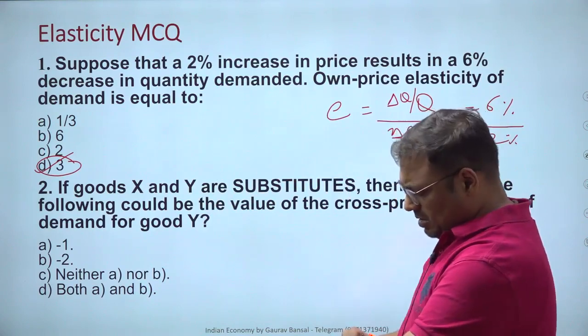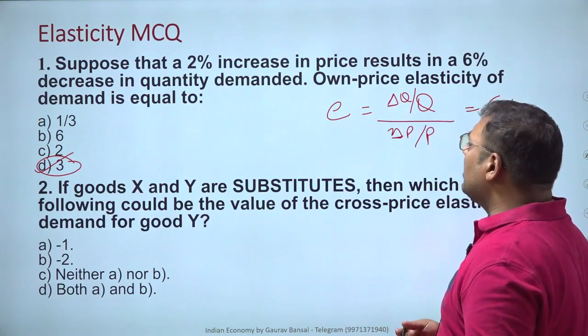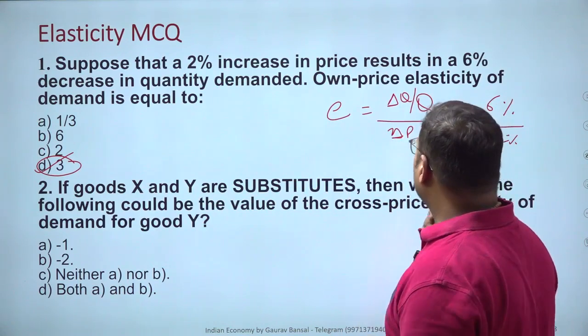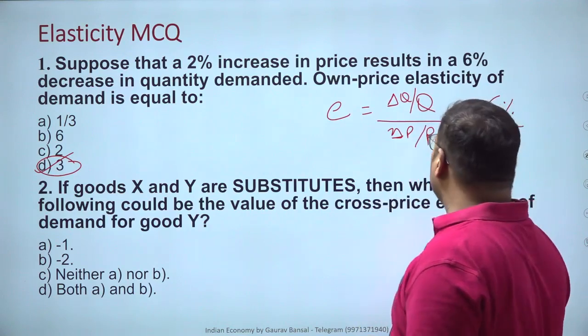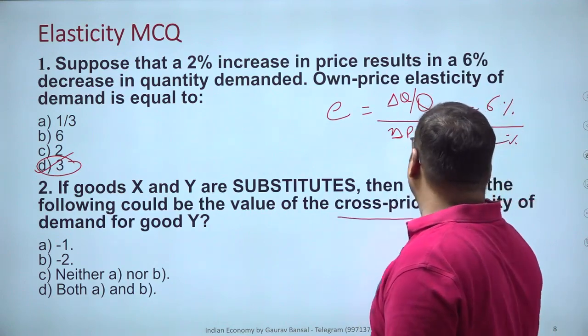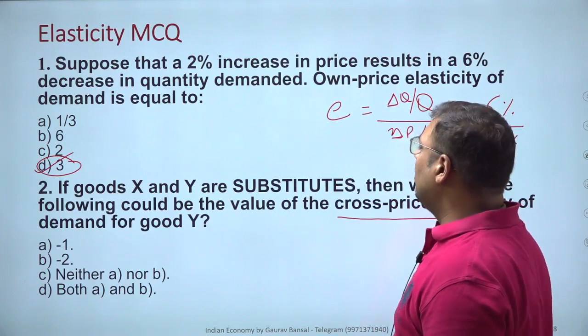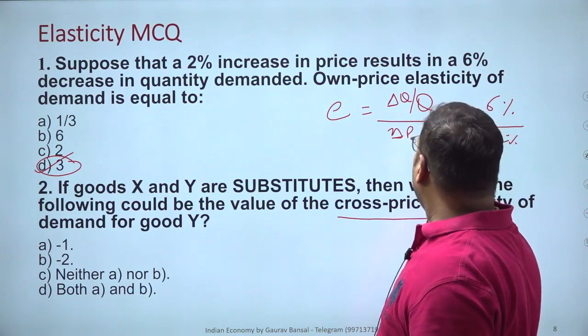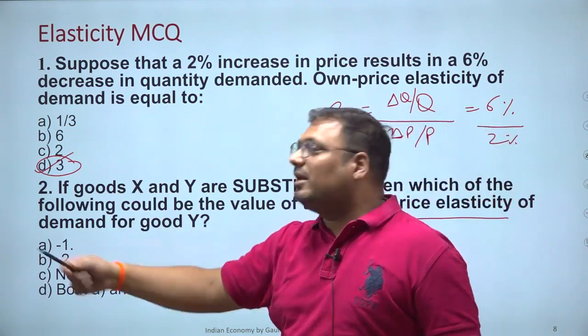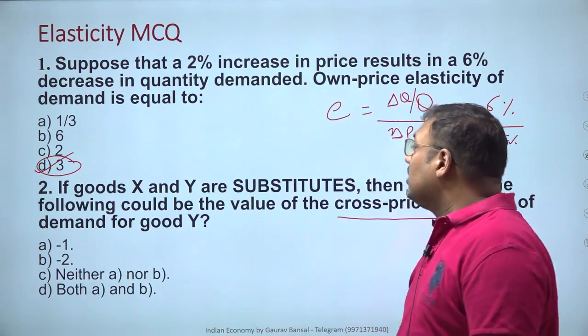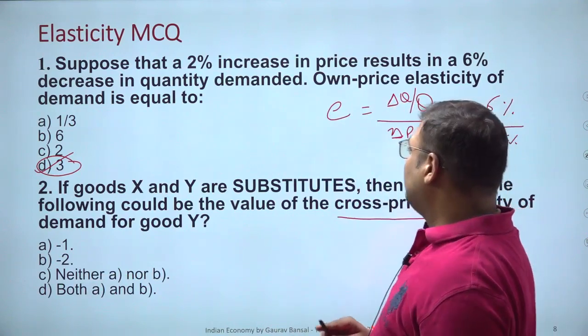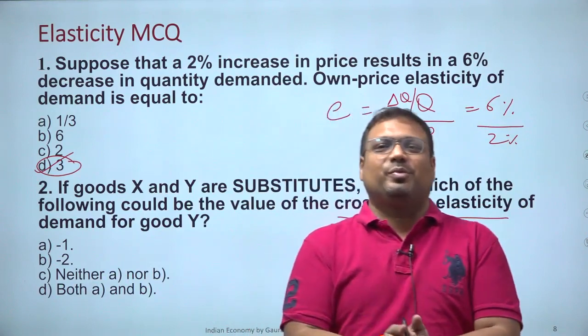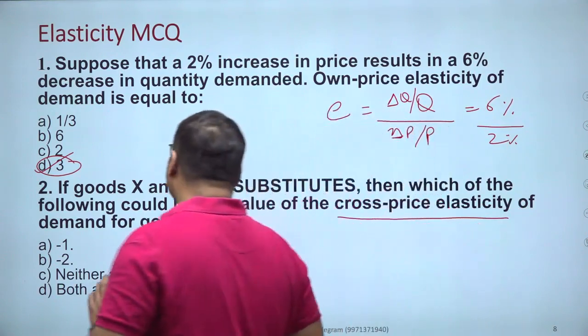So comparing among these, we find the answer is 3, and this tells me the elasticity is a lot, flexibility is a lot. Next, if two goods X and Y are substitutes, then which of the following could be the value of cross price elasticity of demand for good Y? No information is given. How can I tell which of the following can be the value of cross price elasticity? What happens in the case of cross price elasticity? Let us identify.